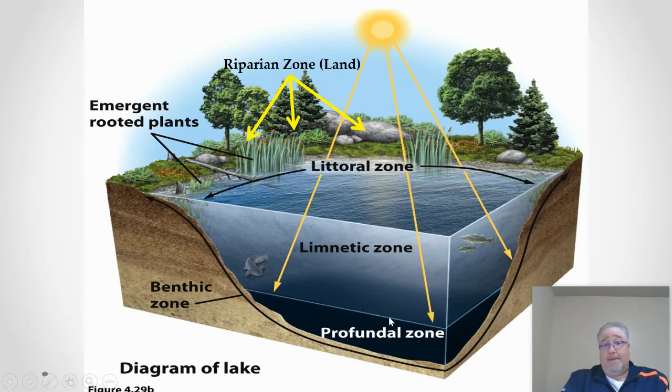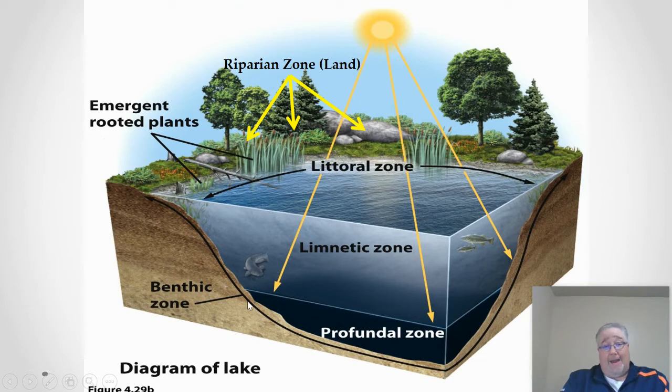And that's where the limnetic zone ends and something called the profundal zone begins. The profundal zone is the water area of the lake where it is complete darkness. There is no sunlight that can penetrate down there. So you're not going to find any plants down here. You might find some animals, but you won't find any plants because, again, they can't photosynthesize.